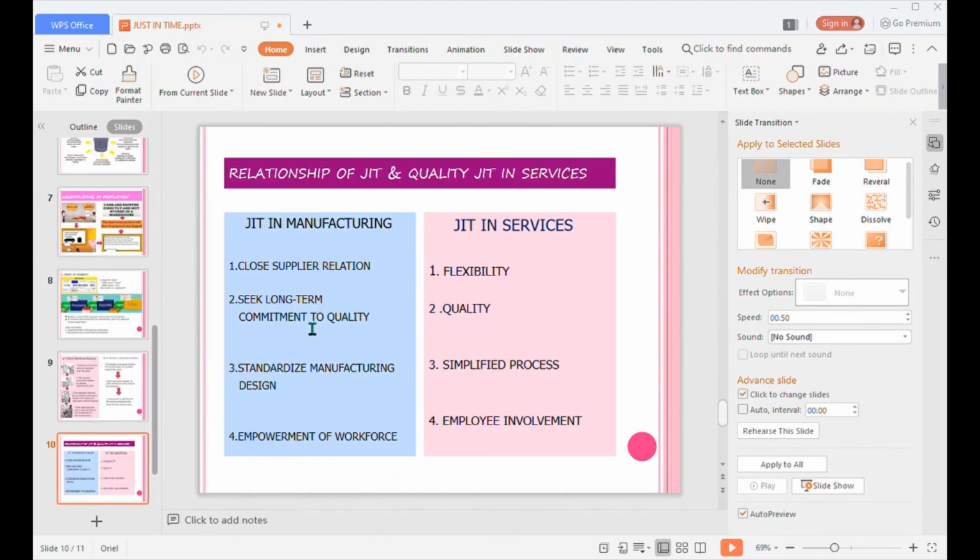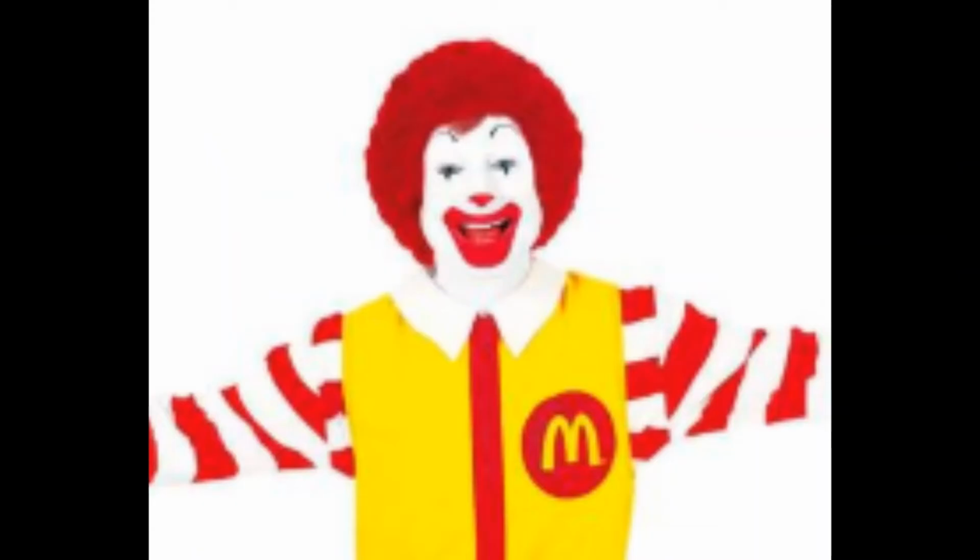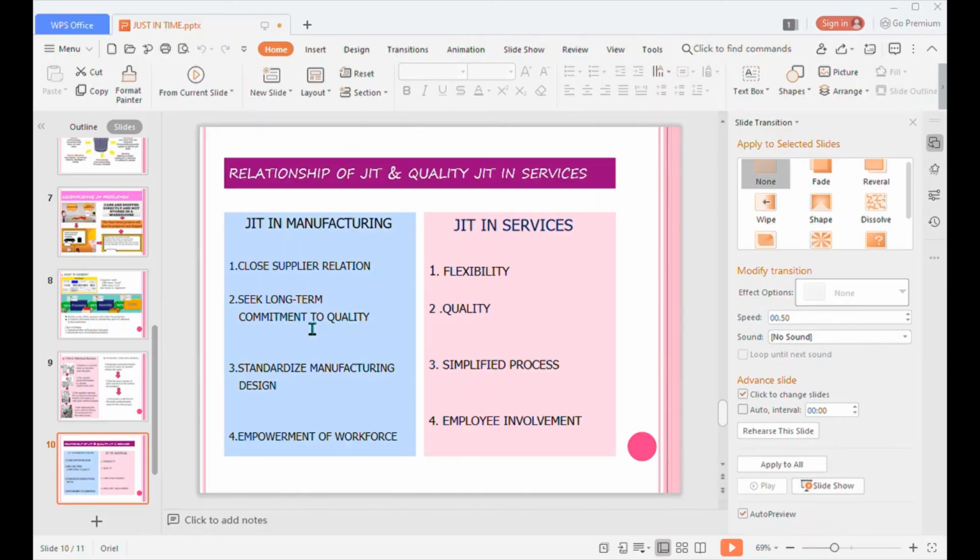Many companies have been using the styles and the system of JIT, like McDonald's. They do not cook their burgers unless the customer is ready to buy. We also have to be very flexible for the sudden change of demand and the quality. Okay, every business wants quality. Okay, simplified process. Okay, and also employee involvement.